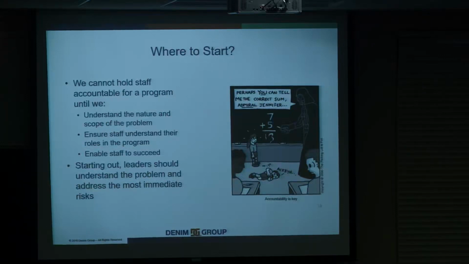So where do we start? Well, we can't go on the warpath and say, all right, you're in charge of code review, you're in charge of live testing, you're in charge of vulnerability management, you're in charge of receiving bug bounty findings and managing the bug bounty program. Before we start doling those things out and holding the staff accountable, we need to make sure that they're actually prepared to do this. We need to make sure that the enterprise understands the nature and scope of the problem, ensures that the staff understand their roles in the program, and of course enable them to succeed.